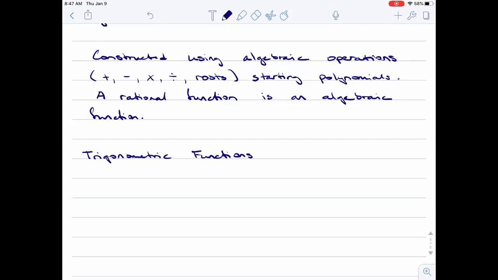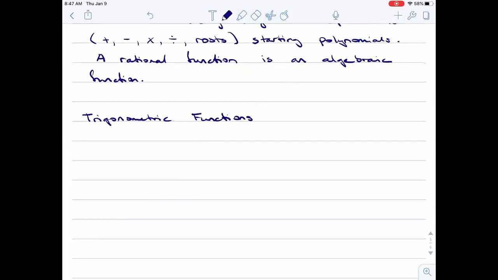Did you know that any function can be represented as a combination of trig functions? What? We're not going to do that, obviously.